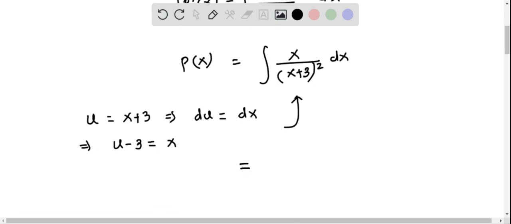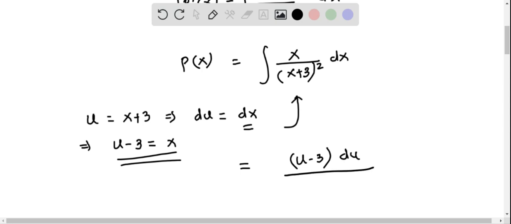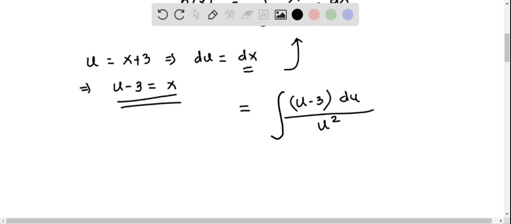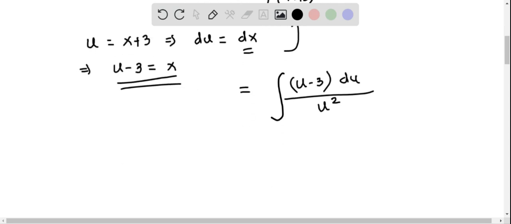So therefore this is equal to, in place of x, I'm going to replace u minus 3. And for dx, I'm going to replace du. And for x plus 3, I'm going to replace it with u, so therefore this will become u squared. So this is what we have to integrate. It's completely in terms of u. So I'm going to split this into two fractions. First, this is u over u squared minus 3 over u squared, like this, du.